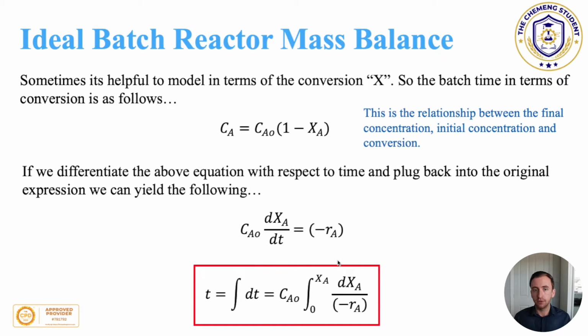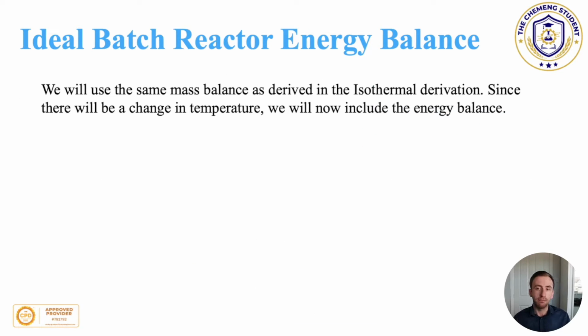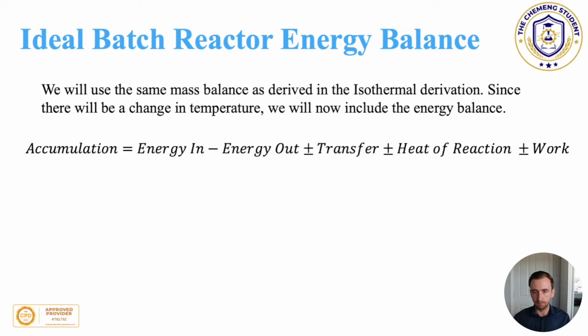So that's the relationship that we're going to use for our material balance in order to determine the batch time with respect to conversion. Now, building on from this, we can then apply the same methodology but to the energy balance. Now, one of the assumptions is this is for an isothermal derivation, and if you remember from the definitions of what isothermal means, then that will help us deduce the simplifications of the energy balance.